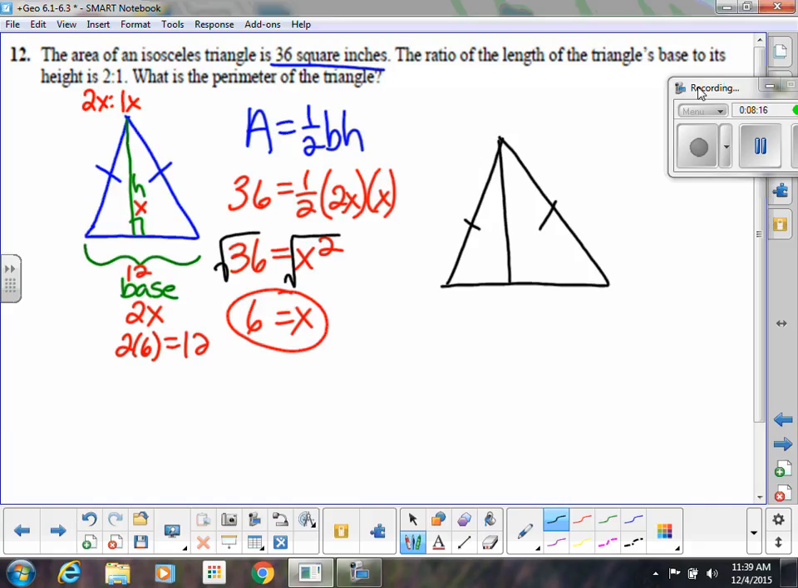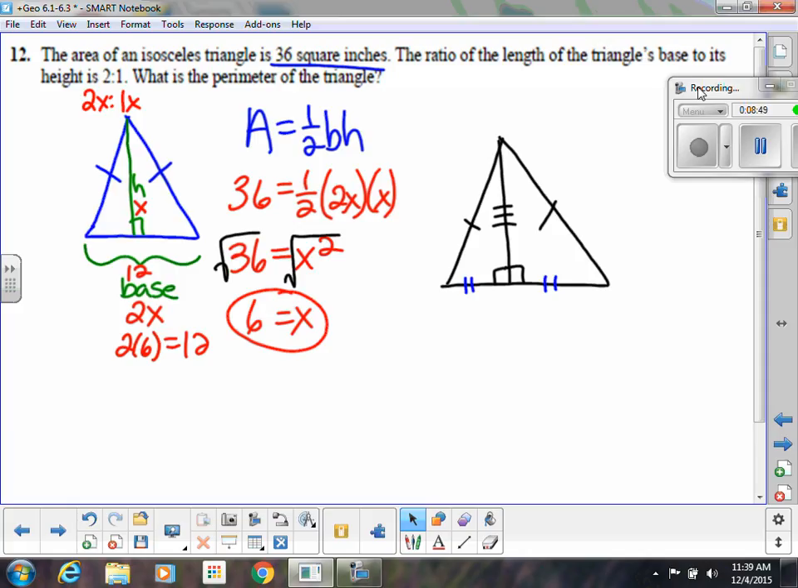And I have the height, which is perpendicular. Then remember what we said. If this is perpendicular, then I have that middle line there. I have two triangles that are congruent by hypotenuse leg theorem. Okay, so since both of those are congruent, then we know that this base down here is going to be split in half by that height.